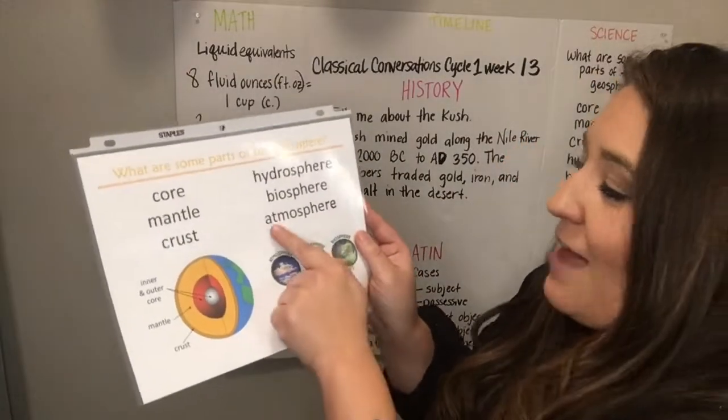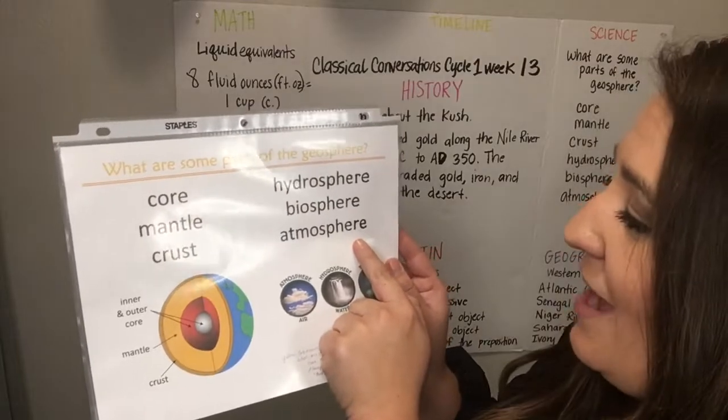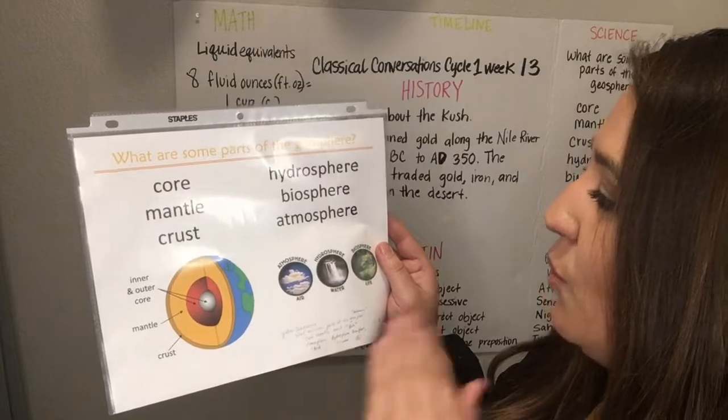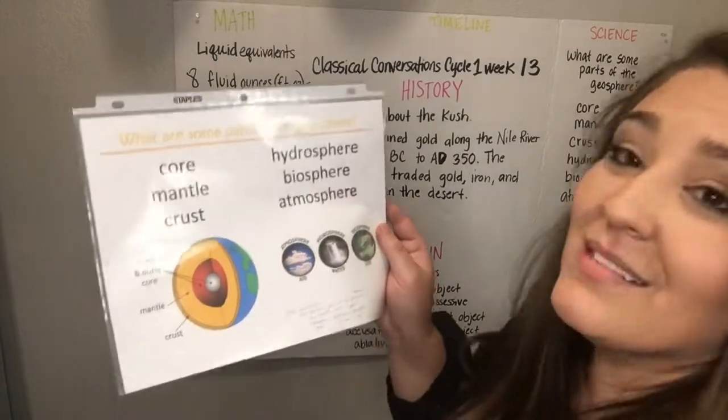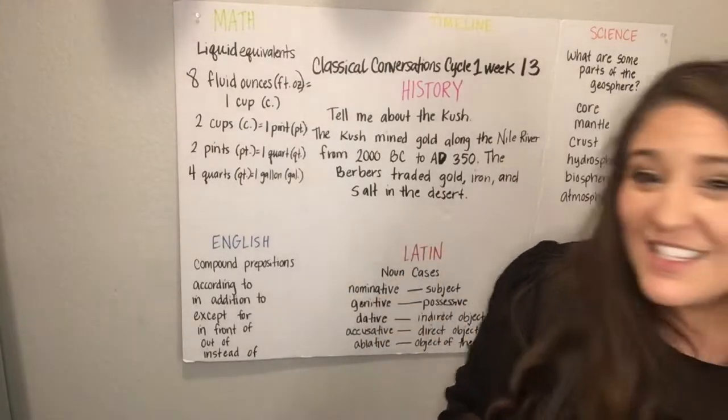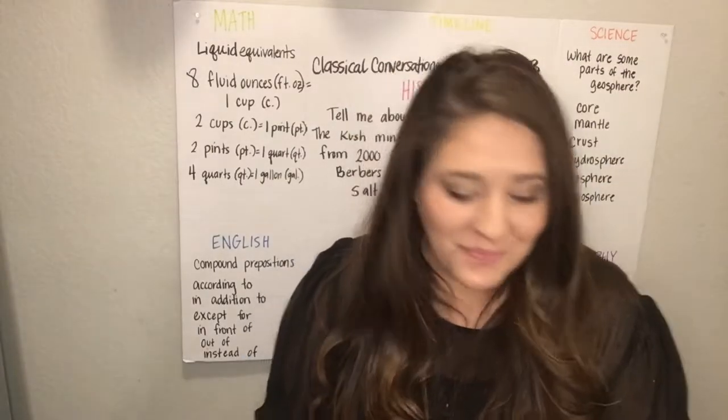Then we have atmosphere. Then we have hydrosphere. Atmosphere is the air, hydrosphere is the water, and the biosphere is life, living things. Okay, so we're going to sing it to the Yellow Submarine. Here we go.